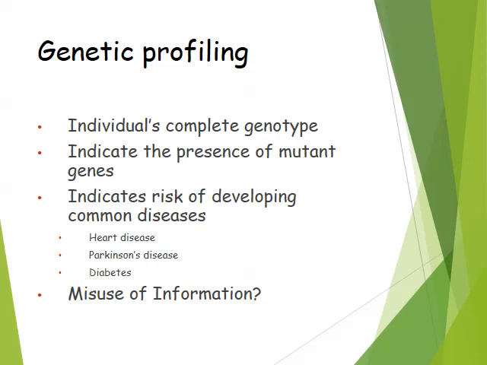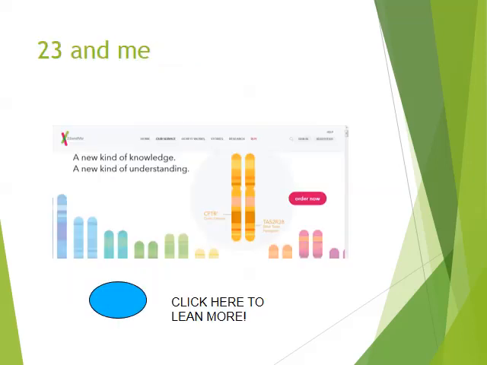Also, if you applied for a life insurance policy or just regular health insurance, if the insurers got hold of your genetic profile, it may affect your rates or even your ability to get these types of insurance. 23andMe is a company. With a simple swab of your cheek epithelial cells, you can find out a little bit more about your ancestry, your nationality, and also find out if you're carrying any mutant genes.